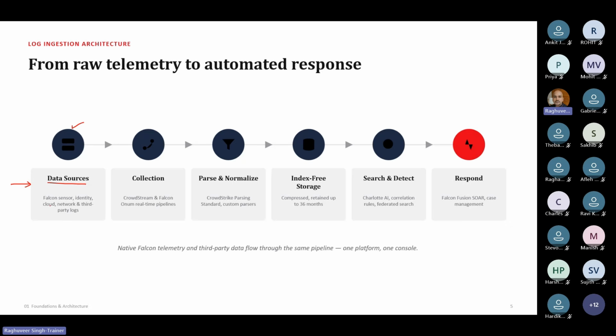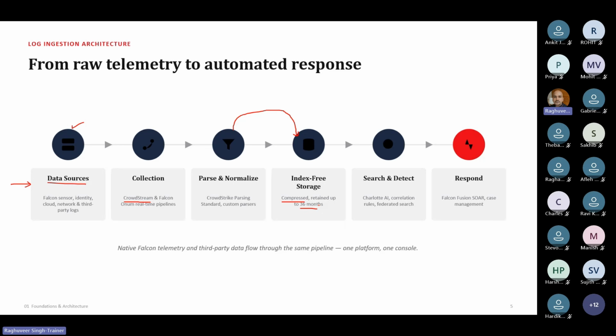You start with data sources log ingestion, which is done through Falcon sensor, identity, cloud, network, and third-party logs. You collect those logs. That collection process is known as CrowdStream, or streaming logs into CrowdStrike in real-time pipelines. You parse and normalize the logs. Then finally, the parsed or processed logs are stored in index-free storage, where they are compressed and retained up to 36 months unless you provide any retention settings.